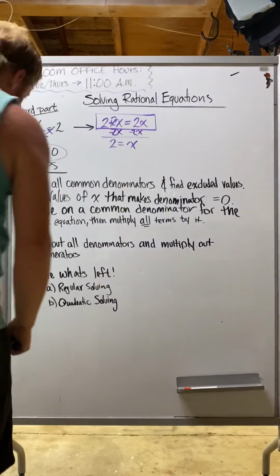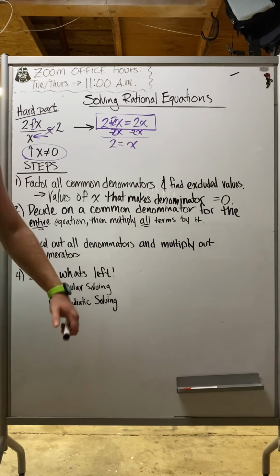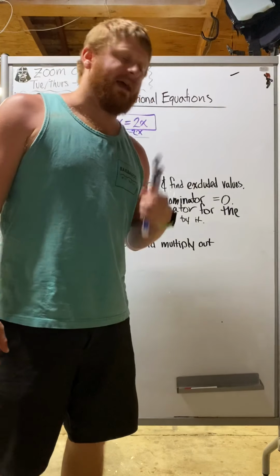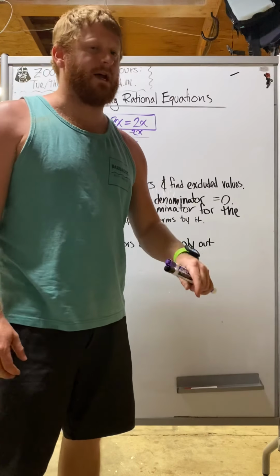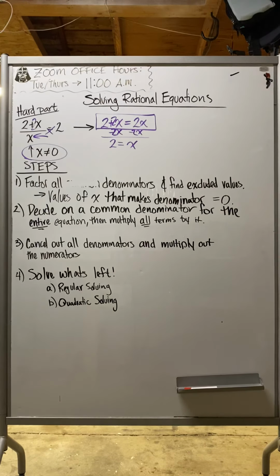Here are our steps. Step 1 is to factor all denominators and find excluded values. You've heard me talking about that for a little while. Excluded values are numbers that give us 0 in the denominator, and that's why I told you we needed to worry about those. They are values of x that make our denominator 0. We're just going to write those down and set them off to the side, so that if we get an answer that is an excluded value, we know not to use it.